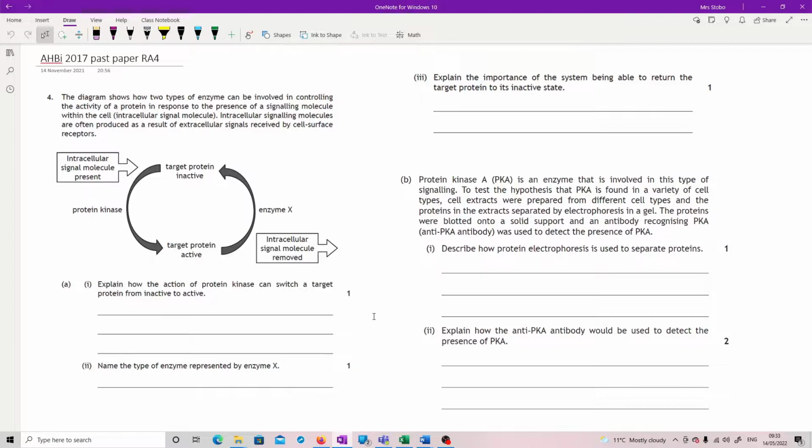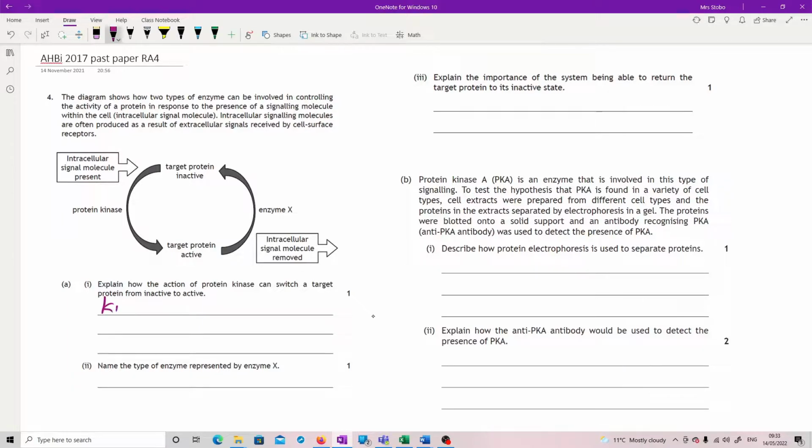It's kind of like they've broken signalling into two questions, because in question 3 you had hydrophobic, and now we've got hydrophilic. Okay, the intracellular signal molecule is present, which means the target protein, which is inactive, becomes active using a kinase, and then the intracellular molecule is removed, and then an enzyme returns it back to the inactive protein. Okay, explain how the action of protein kinase can switch a target protein from inactive to active. Right, so this is the definition of what kinases do.